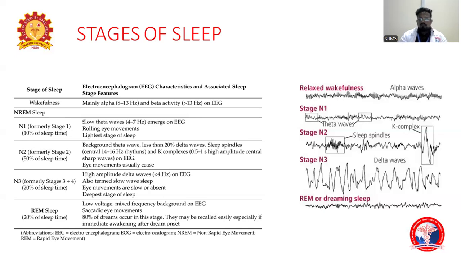Next comes REM sleep. REM sleep occupies 20% of the sleep time. It shows a low voltage, mixed frequency background on EEG and rapid eye movements. 80% of dreams occur in this stage. They may be recalled easily, especially with immediate awakening after dream onset. Most dreams occur in REM sleep, and there is also the ability to recall the dreams.